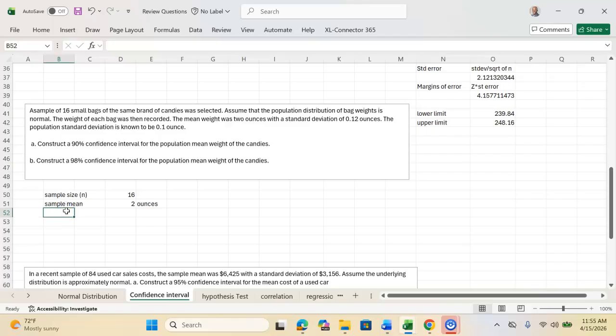Let's see if we have the standard deviation of the population, and with a standard deviation of 0.12. So this can be the sample standard deviation. It is 0.12, and that also is ounces. Let's see another piece of information. The population standard deviation of a population is 0.1 ounces.